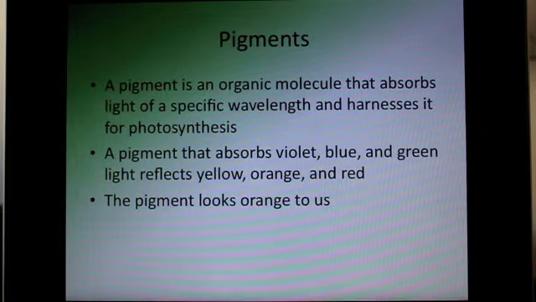So how does the plant capture these wavelengths of light and use it for making sugar? Well, the plant uses pigments. A pigment is an organic molecule that absorbs light of a specific wavelength and uses it for photosynthesis. A pigment that absorbs violet, blue, and green light reflects yellow, orange, and red, so the pigment would look orange to us. This is an example. This would be the pigment that's found in carrots. The carotene, it looks orange and it absorbs blue, violet, and green light.